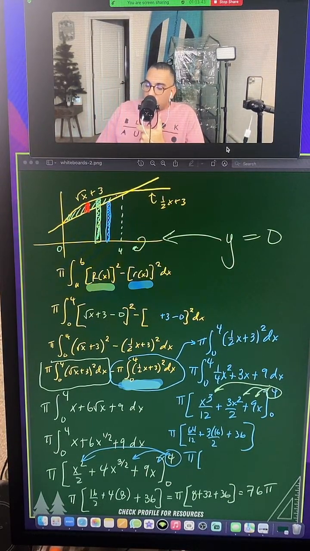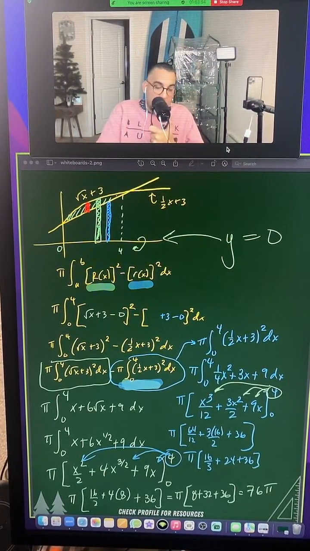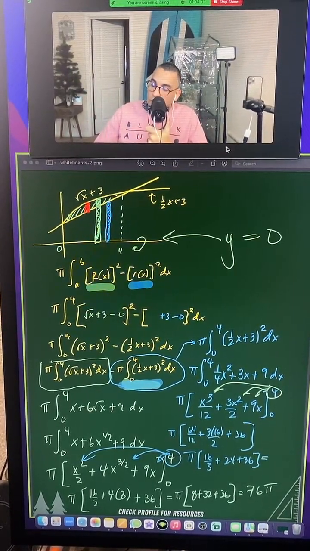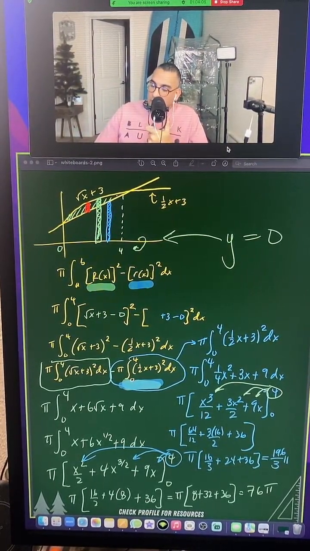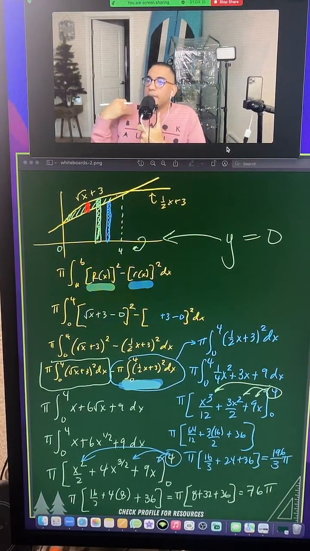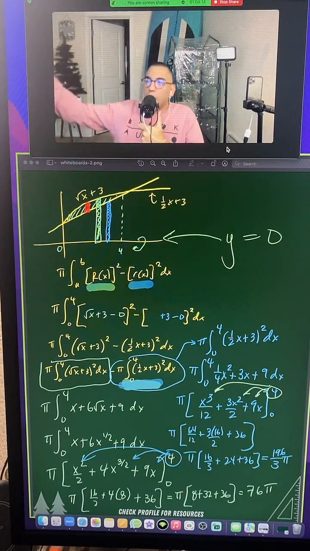Okay, so 64 over 12. I guess you can divide everything by 4, so that's 16 over 3. Plus, this is 24 plus 36. Okay, so let's go ahead and add those together. So this is 196 over 3 pi. Okay, this could be Calc 2 as well. Yes. Basically, when you take Calc 2, you're taking everything about Calc 1, and then you're going above and beyond.